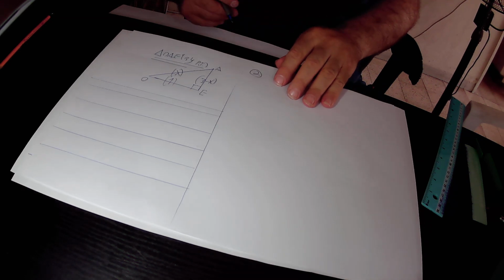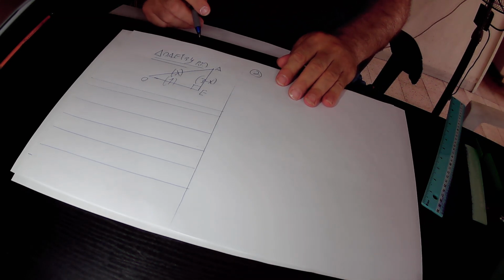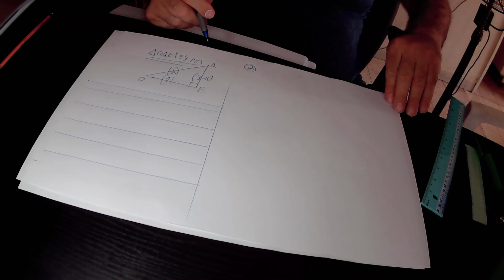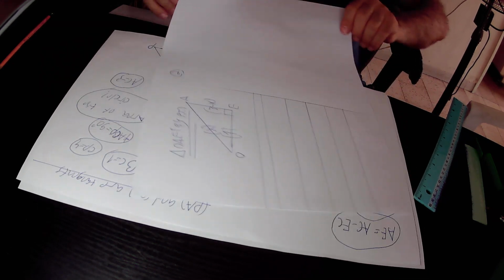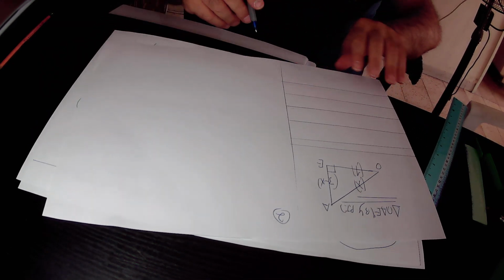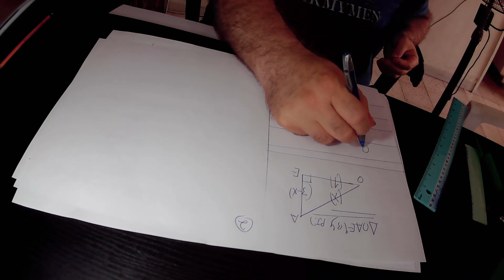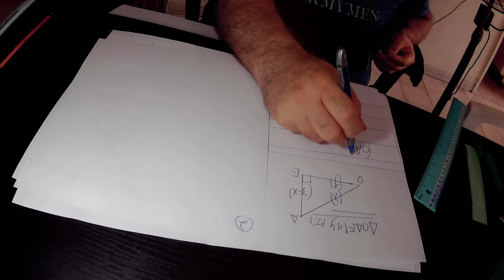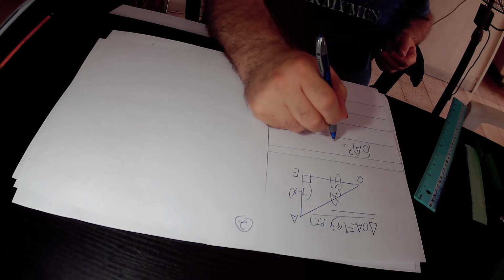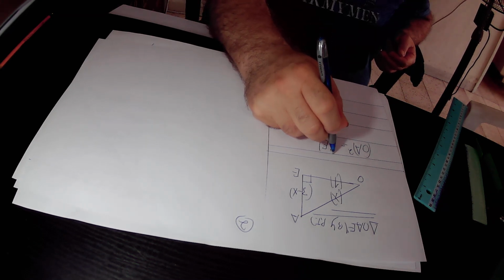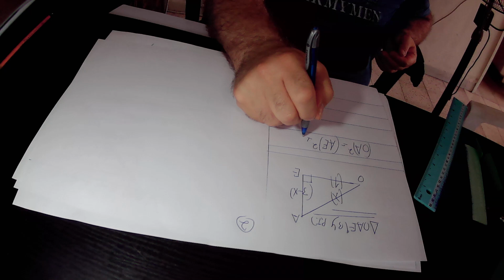So actually, this is the right green triangle OAE that I copied from the original drawing. According to the Pythagoras theorem, in this right triangle OAE, OA squared, that is the square of the hypotenuse, is equal to AE squared plus OE squared. So I write it down. OA squared, that is the square of the hypotenuse, is equal to AE squared plus OE squared.